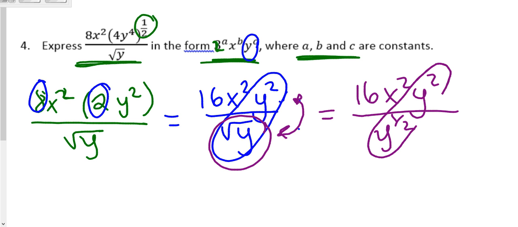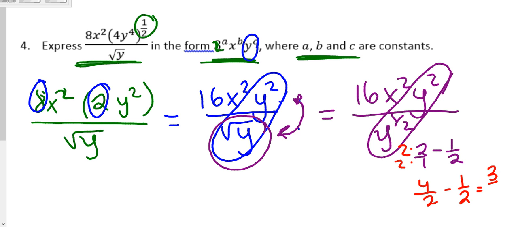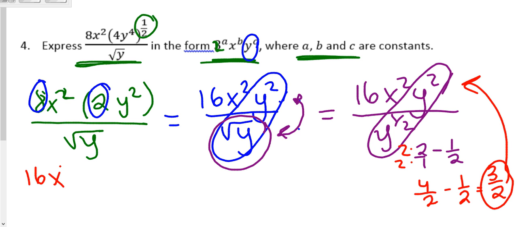Now we can combine these because when we have two variables that are the same, to combine their exponents when they're divided, we subtract. So we have 2 minus 1/2. 2 is over 1. We need them to have the same denominator, so we multiply by 2 times 2. 4 over 2 minus 1/2 is 3/2. So this is our new power on y. So our answer is 16 x squared y to the 3/2.